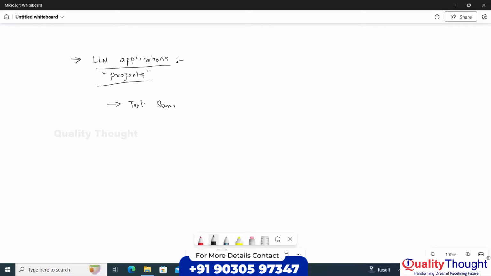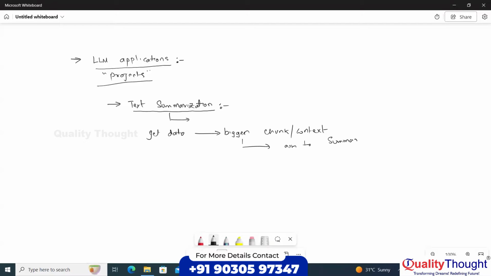Text summarization. Ideally, in a real-world scenario, a customer wants to get the data. He gets the data in bigger chunks, a bigger context. Your aim is to summarize and give the essential components in the data.